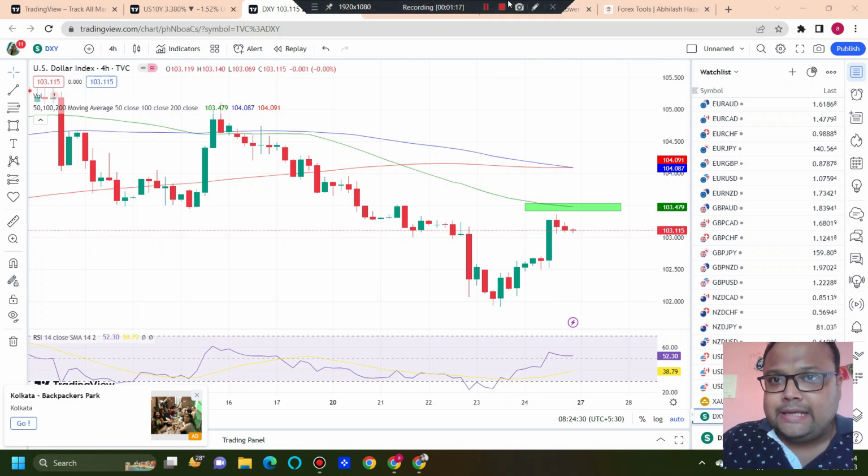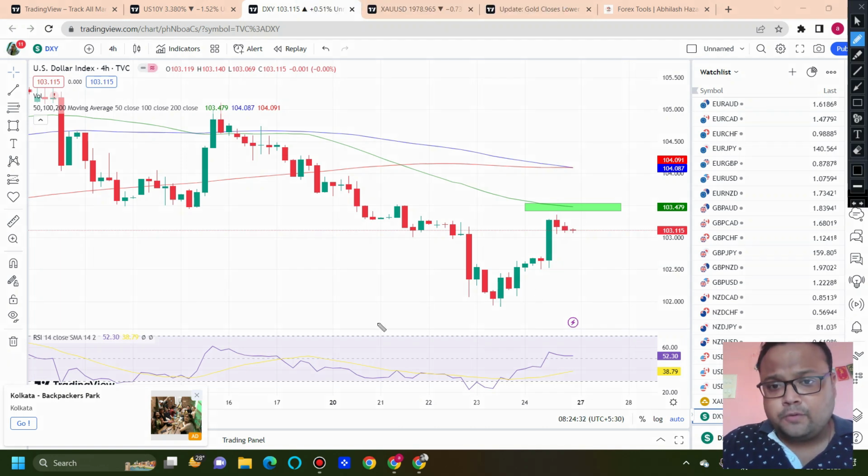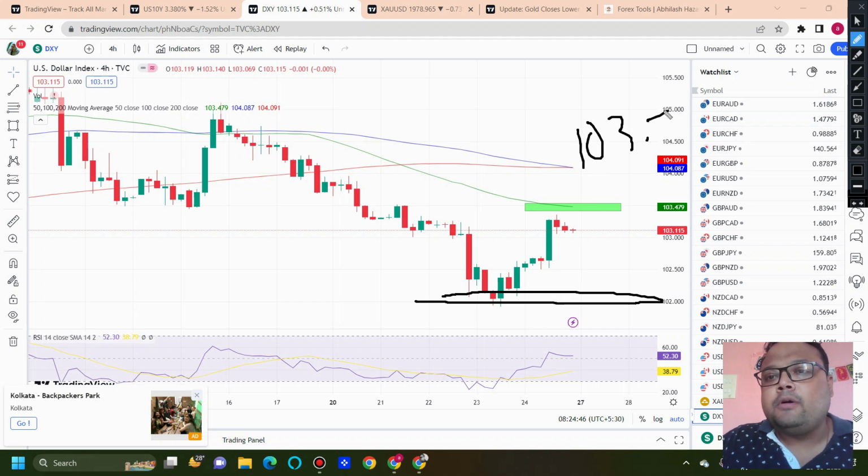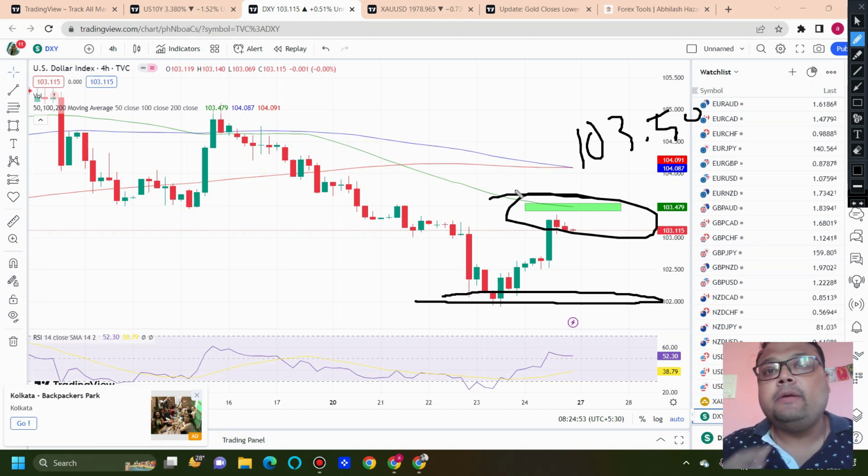In case DXY starts falling, it should not break this level without any news. Technically, we have a strong support around 102, 101.90 right now. After the market opening, there's a high chance that DXY will be heading towards the level of 103.50 here. So we need to watch whether DXY breaks 103.50 and hits higher or not.